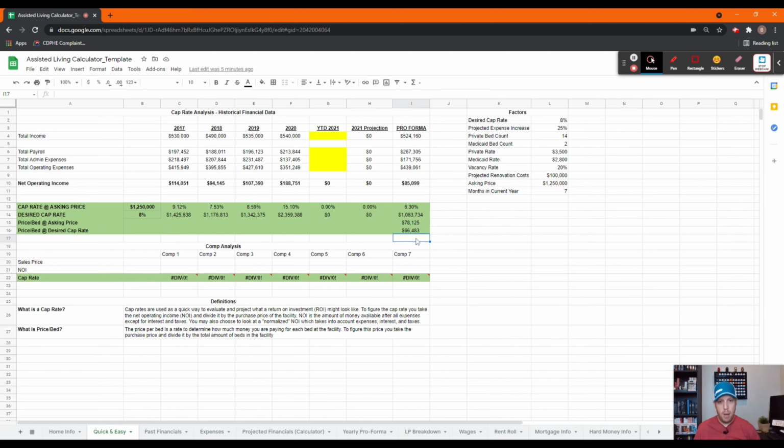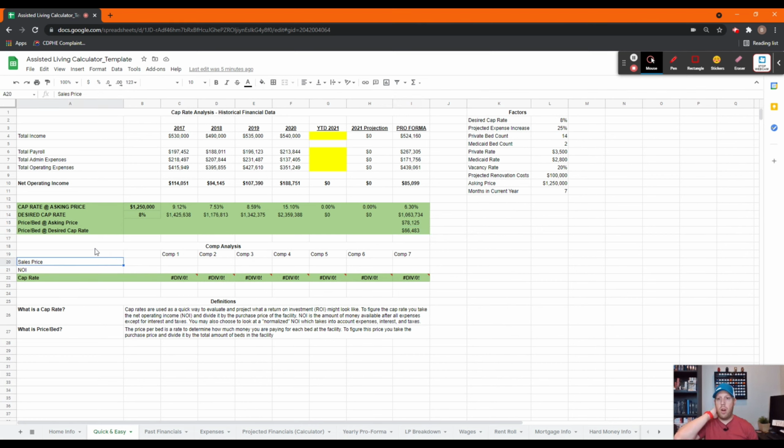If there's a big gap, this is a $12,000 per bed gap. That's a pretty sizable gap. So maybe you want to look at that and say, maybe I want to get this number up to $72,000 per bed. And so you can start playing around with it and see what that gives you as far as your offer number. So just really quick, easy way to look at this.